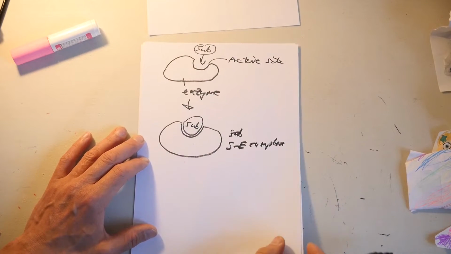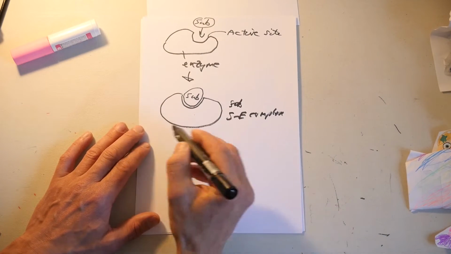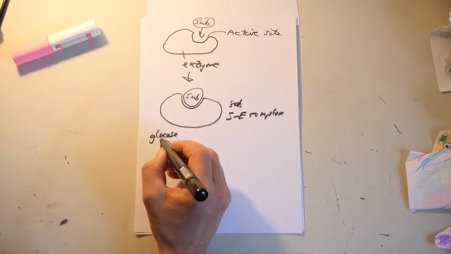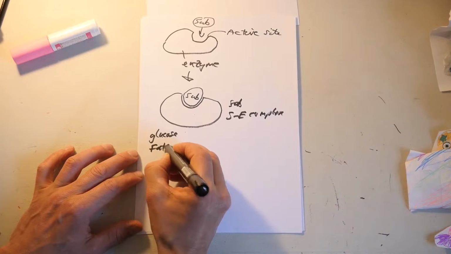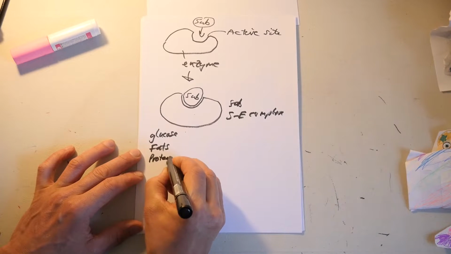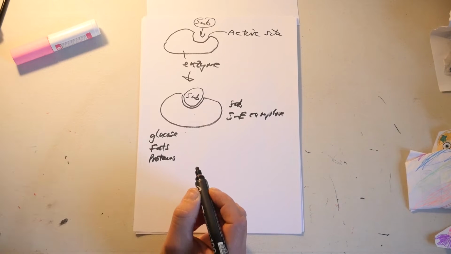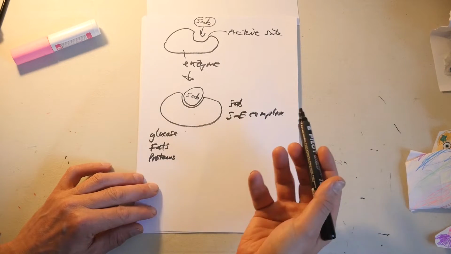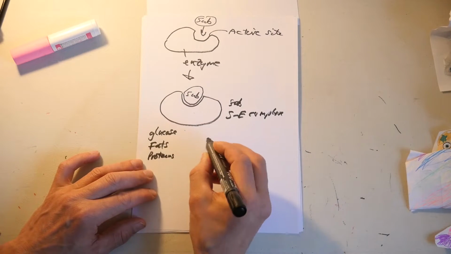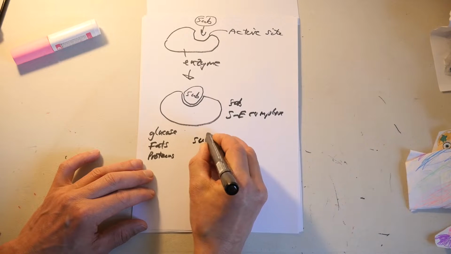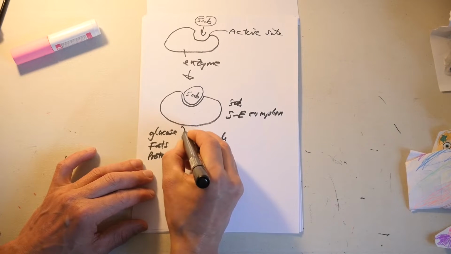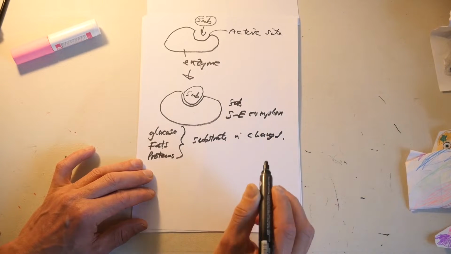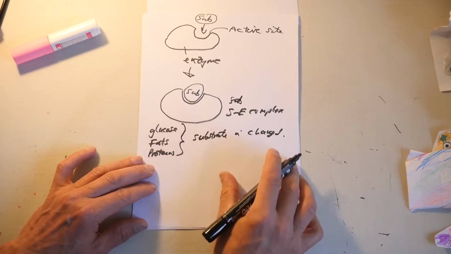So in this state, the substrate, whether it's glucose, it could be glucose, it could be fats, proteins, etc. The substrate is broken down, is changed, okay? So the substrate, normally in digestion in your body, it's broken down.